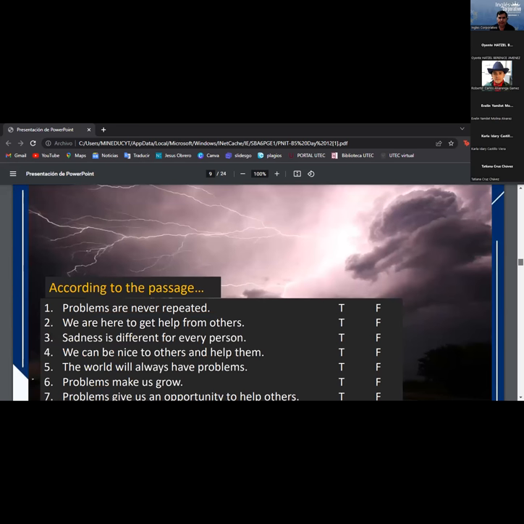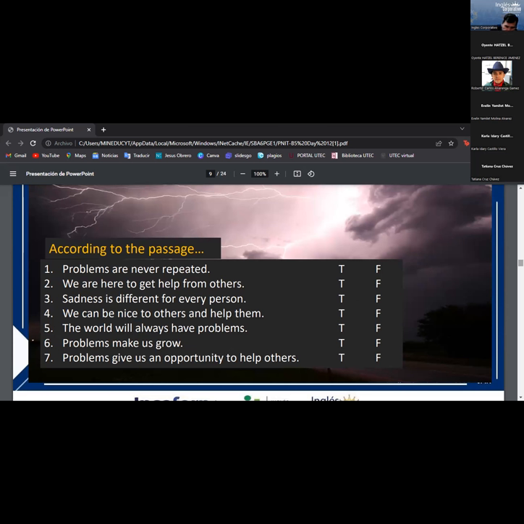According to the passage, number one, problems are never repeated. True or false? Never repeated. False. Number two, we are here to get help from others. Yes and no. Yes, true, maybe true. Okay, number three. Sadness is different for every person. It's true. True, of course. Yes. Okay, number four. Read number four, please. We can be nice to others and help them. True. Yeah. Number five.